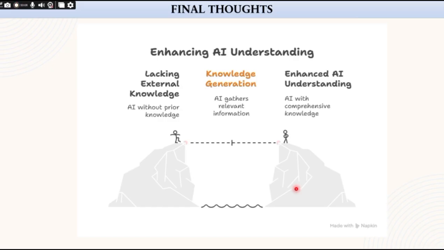So now let's summarize the video. Generated knowledge prompting is like telling the model, pause, learn what you need first, then solve the question. This strategy works especially well for technical, medical, legal, scientific or academic topics where the knowledge is critical. It brings AI one step closer to real understanding, just like how a student studies before answering an exam question.